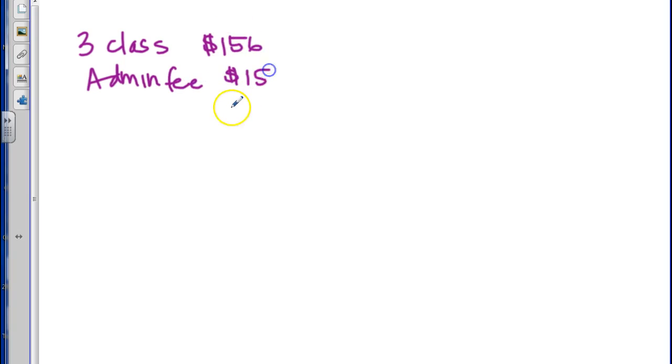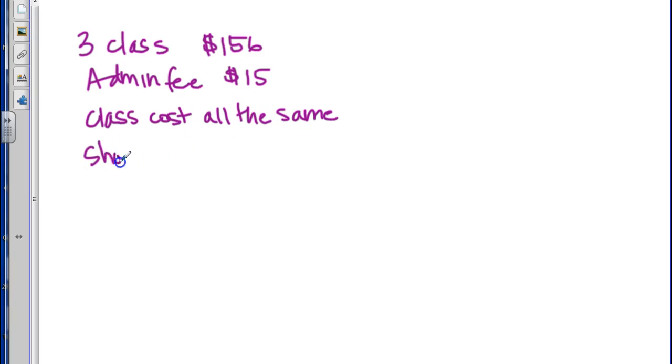Let's do something a little bit different. Let's say that Marta signed up for 3 classes at a community college for a little under $156. 3 classes, $156, a little bit under that. So less than $156. There was an administration fee in this $156, and it was 15. The class costs are all equal. So they're all the same cost. How could we show that each class costs less than $47? Each class was less than $47 a class.